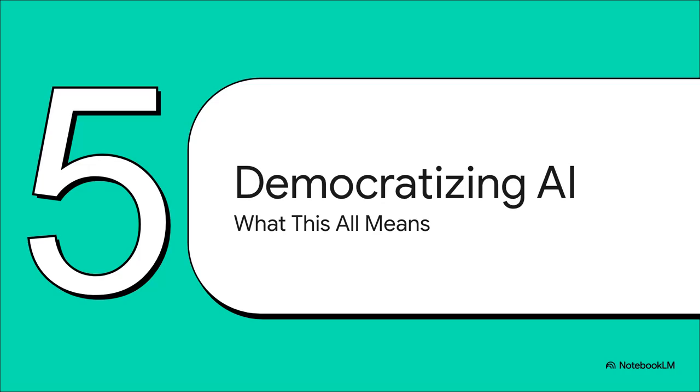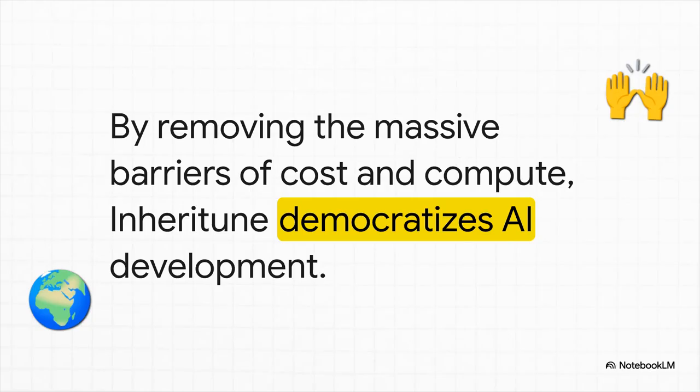Okay, so let's pull back. What is the big picture here? What does all this actually mean? Because this is way more than just a clever technical trick. This is something that could fundamentally change who gets to build AI in the first place. By basically tearing down these massive walls of cost and compute power, Inheritune is democratizing AI development. It takes the power to create these incredible models out of the hands of just a few tech giants and puts it into the hands of, well, a much, much bigger community.